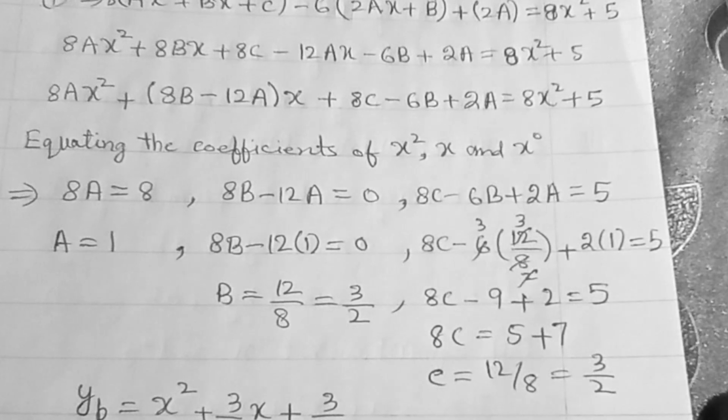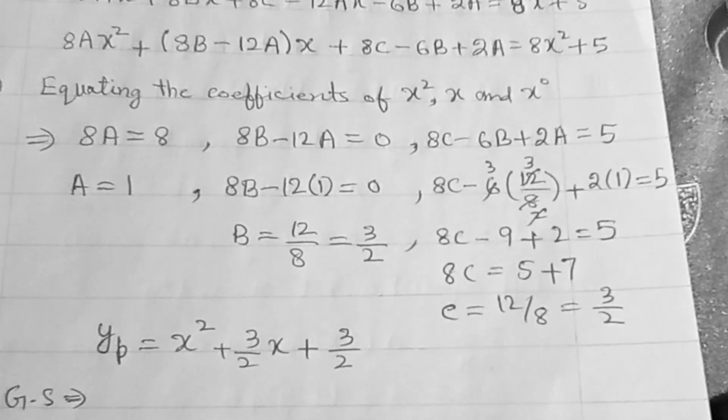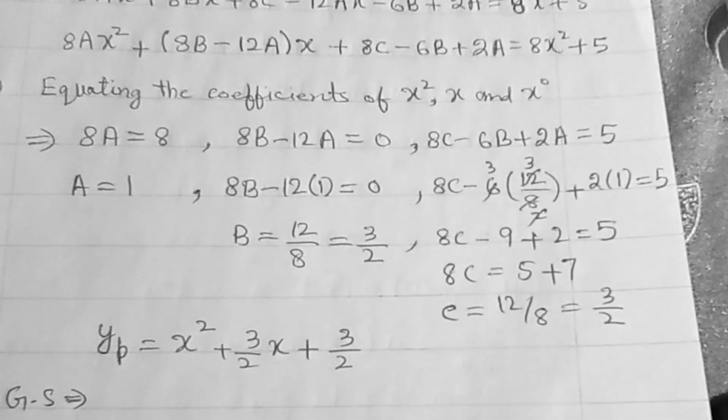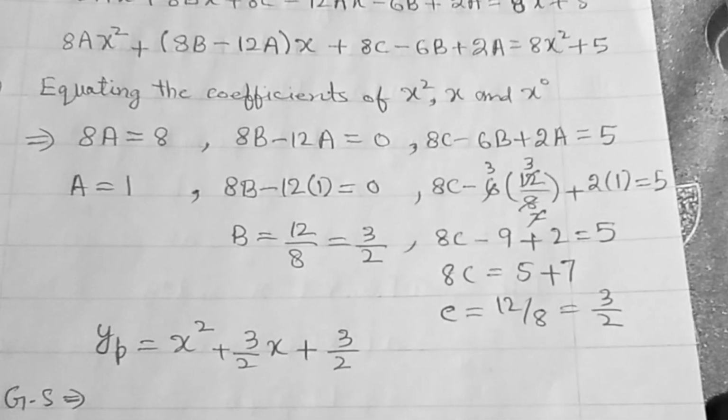So the particular function, from the values of a, b and c, would be yp is equal to ax square plus bx plus c, that is 1x square plus bx plus c. So x square plus 3 upon 2 x plus 3 upon 2. Now the general solution of the differential equation will be y is equal to c1 exponential 2x plus c2 exponential 4x plus x square plus 3x upon 2 plus 3 upon 2. So this is our answer.